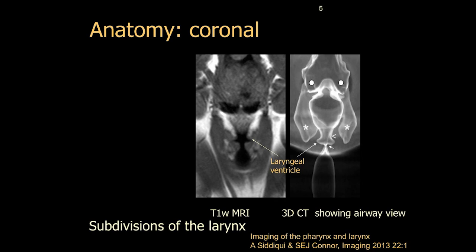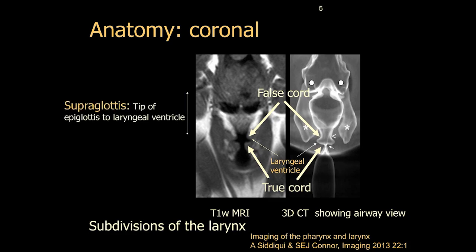Let's look at some coronal images. Here we have a T1 weighted MRI showing soft tissues, and next to it is a 3D reconstruction of CT showing airways and only a mucosal outline of the airway. Some of the images in this lecture are taken from a review article that I've co-authored and published in Imaging in 2013. You can see the horizontal air-filled cleft or laryngeal ventricle, which extends laterally between the false vocal cords above and the true vocal cords below.